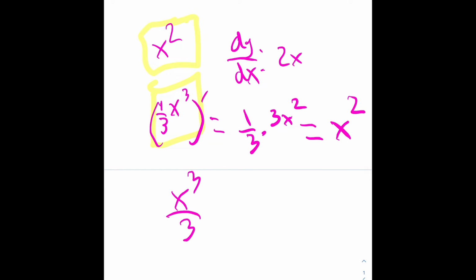I'm going back in time. I'm moving up a level so that I can determine what would give me a derivative of x squared. What would give me a derivative of 2x? You're going backwards.